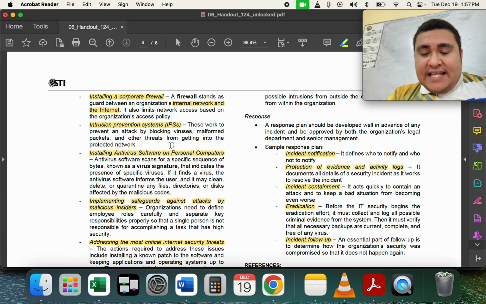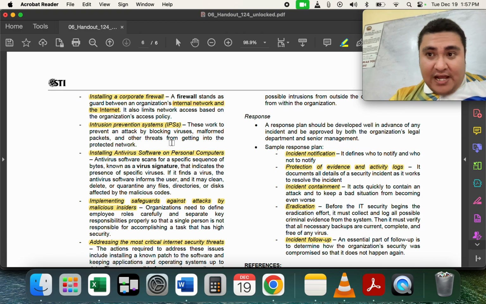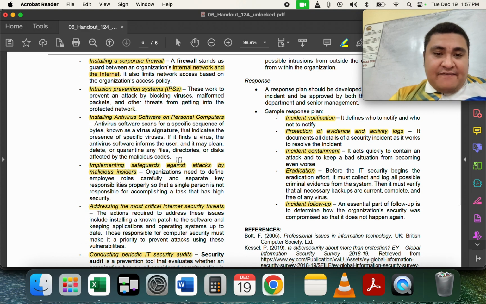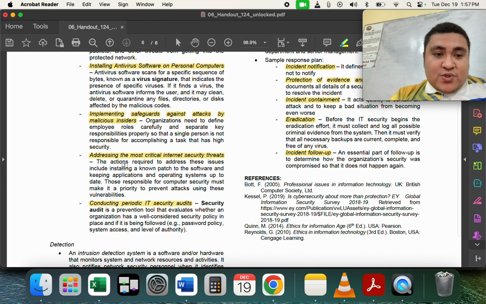So usually organizations do this one, for example, organizations won't allow you to install any other software unless it's approved by the IT department. That's an example of IPS. And then of course, installing antivirus software on personal computers, okay? And then implementing safeguards against attacks by malicious insiders, okay? And then you also have addressing the most critical internet security threats. And the last one is conducting periodic IT security audits.